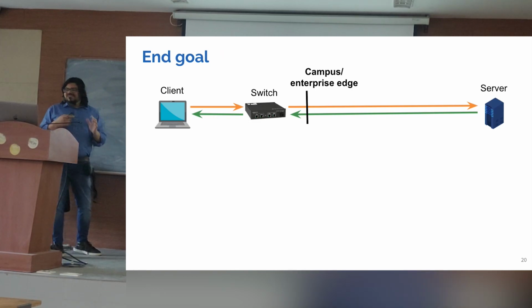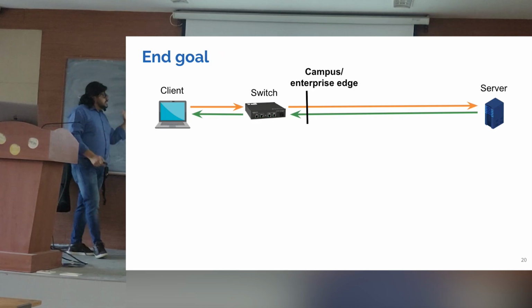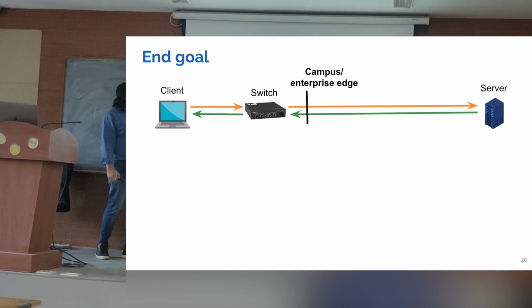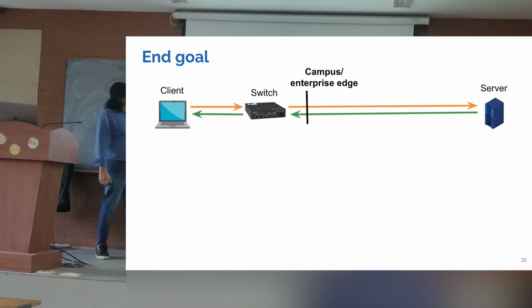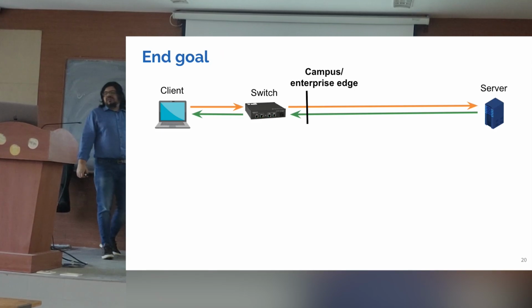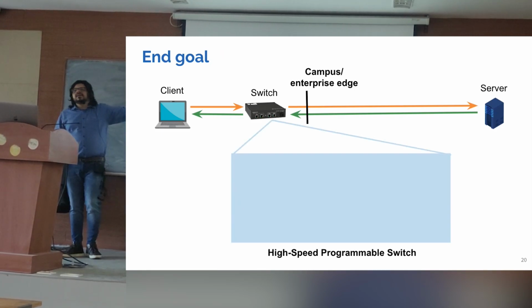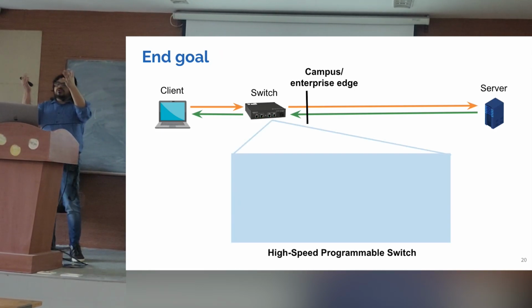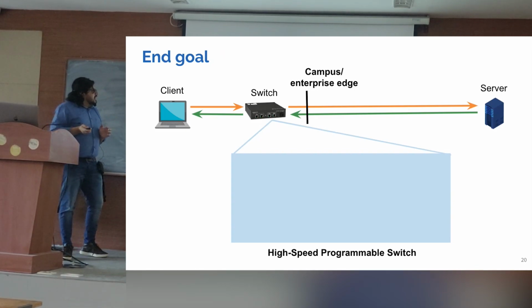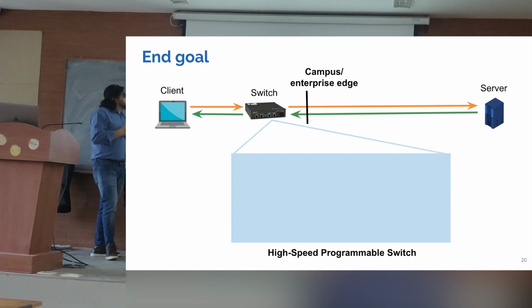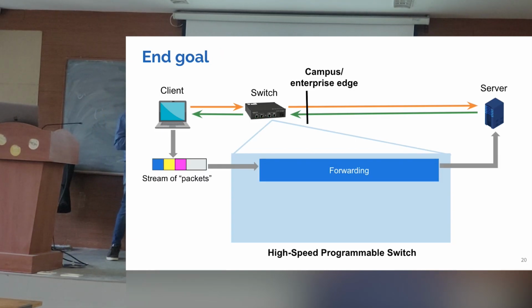So we have the client and the server, and we have some switch or router in between. Let's say this is near the campus or enterprise edge, as I was explaining. This is near the border gateway router of the NIT Durgapur campus, let's say. And let's assume, sort of fantasize, that this is a high-speed programmable switch. It's not like the dumb switches that we have now, and this can actually be programmed to do various things.